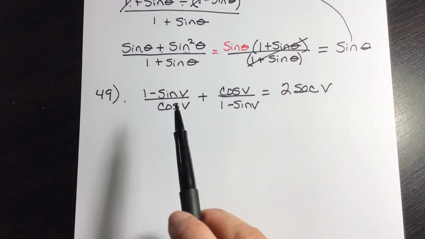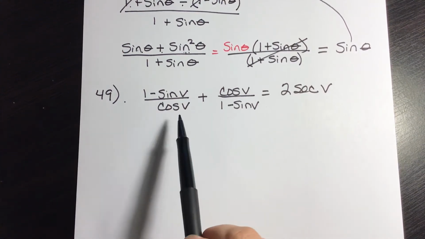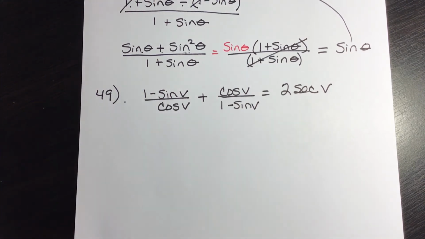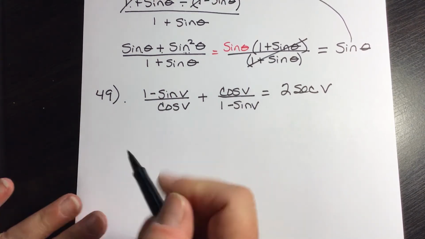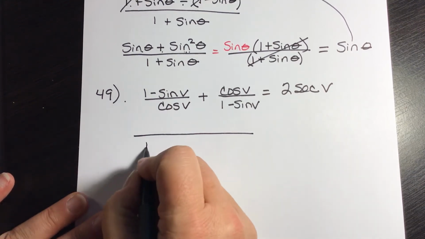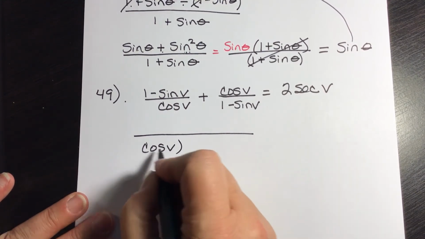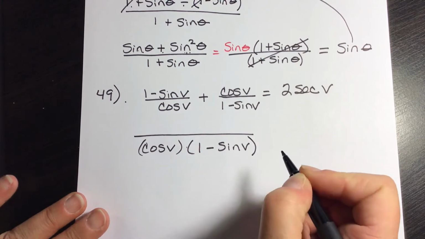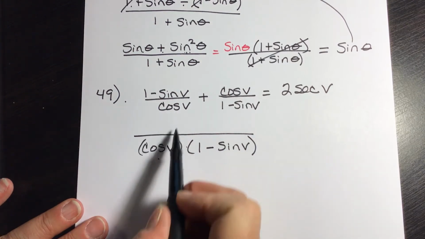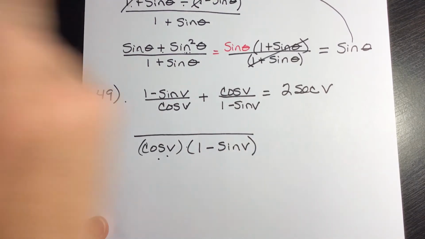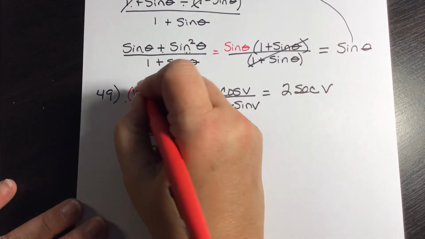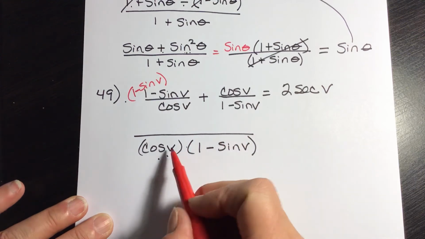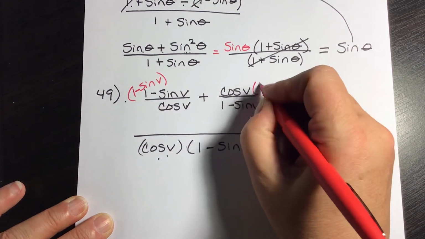All right, so what we learned before, if I have two fractions, let's try and get a common denominator and combine our numerators. So my common denominator would be a cosine V and a 1 minus sine V. So here I've already got my cosine of V, so I need to multiply the top by 1 minus sine V. And over here, I need to multiply the top by cosine of V.